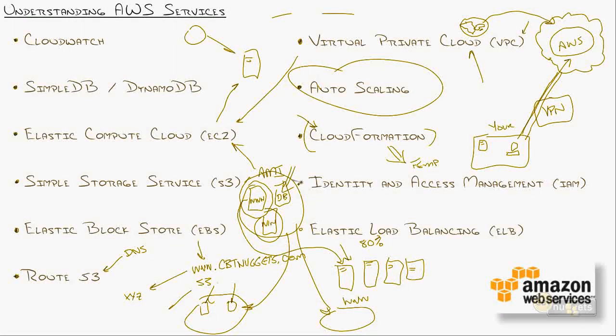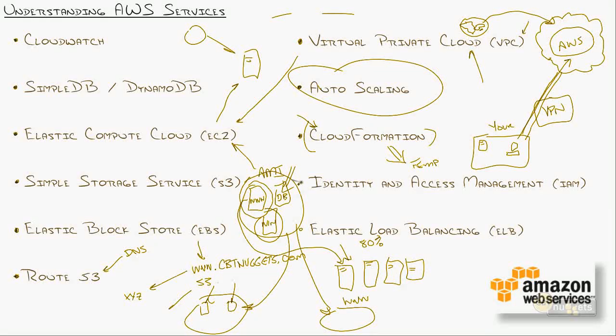IAM is the ability to create all kinds of different credentials that are used to access your systems. You can have a simpler style, an access key and secret key, kind of like a username and password system. You can have a more advanced public key algorithm system. We're going to talk about these extensively in the future.